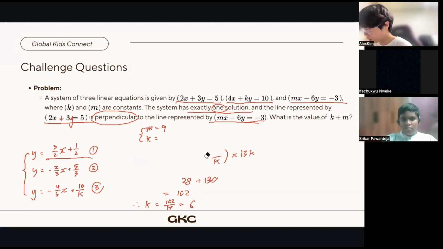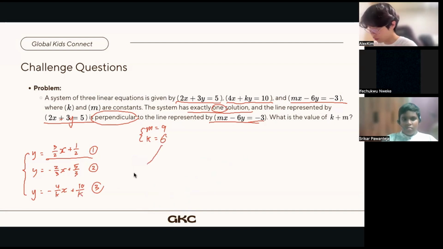So we have our k value of 6. Then we can plug it into this equation, so that 4 over k becomes 4 over 6, or 2 over 3. We replace that with 2 over 3 x. And then 10 over k will become 10 over 6, which is the same as 5 over 3.